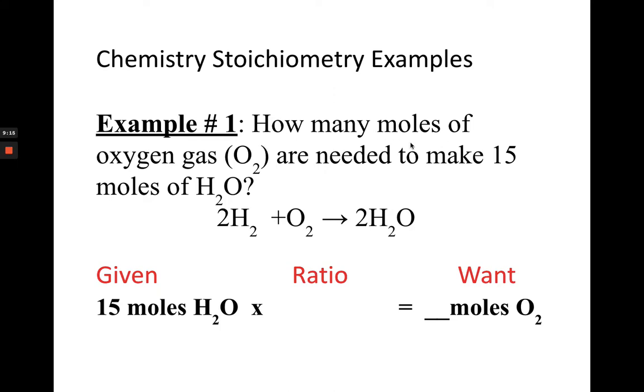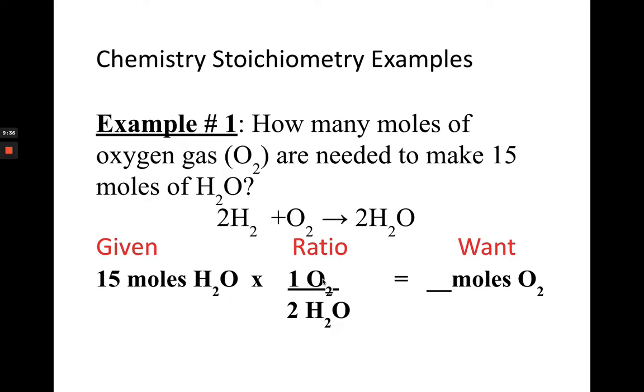And the question says how many moles of oxygen gas are needed to make 15 moles of water. So if somebody said, I need you to make some water for me, I need 15 moles of it, how many moles of oxygen would you have to get? So the given is 15 moles. The want is moles of oxygen. And then to convert, we're going to have to just use the ratio. Well, the ratio here is just 1 to 2. So 1 oxygen for every 2 waters.